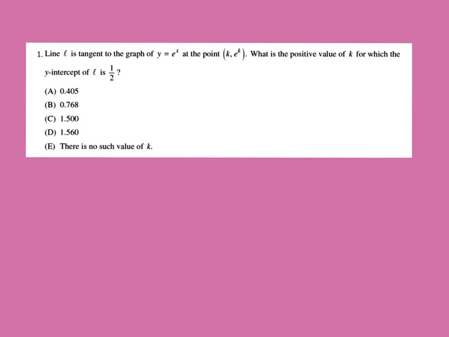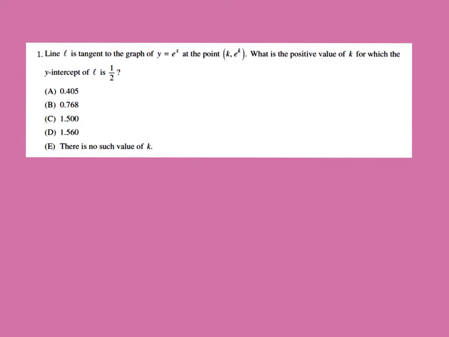So this question has a line tangent to the graph of y equals e to the x at a point (k, e to the k). We want to know the positive value of k for which the y-intercept of that line is equal to 1/2. I think part of the difficulty of this question is that it's worded in a confusing way, and in addition, it's not an easy question.